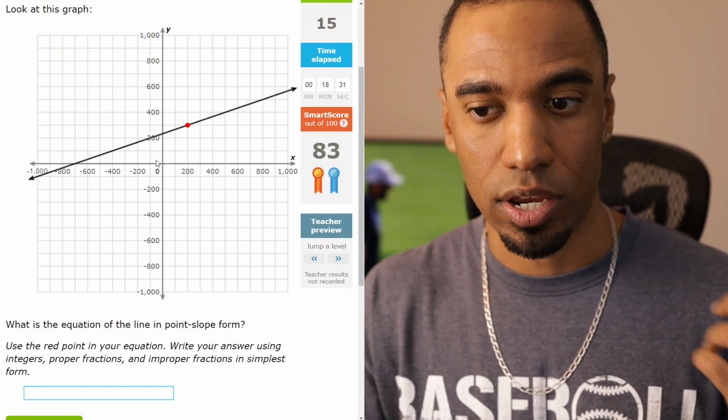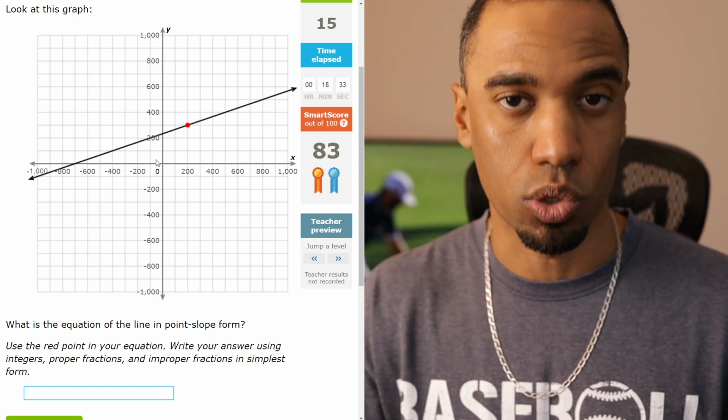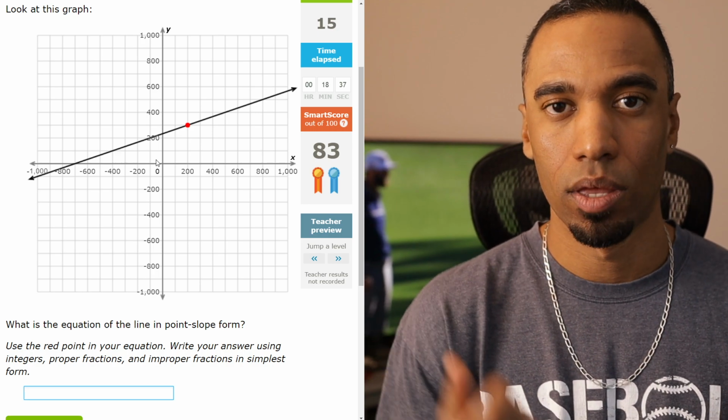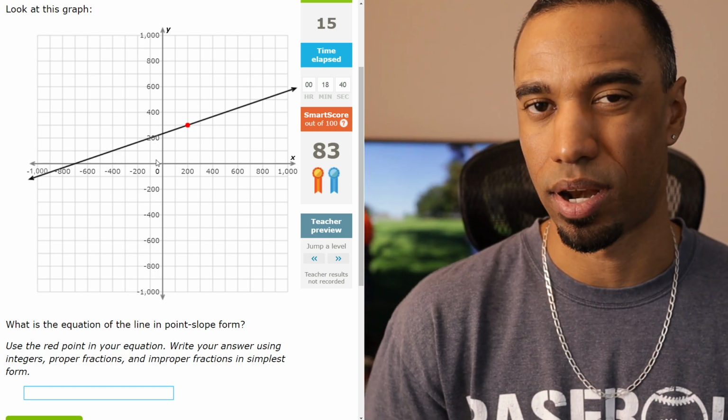So hopefully with all this equation writing, you're feeling good about the idea that we can also graph from it too. If we can pull out the information from a graph to write an equation, hopefully we can pull out the information from an equation to write a graph.